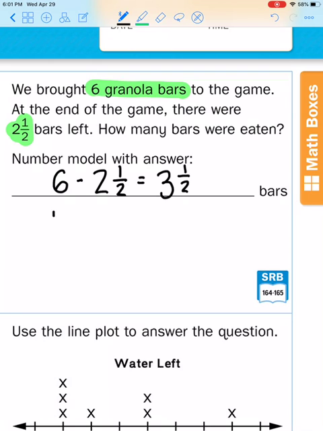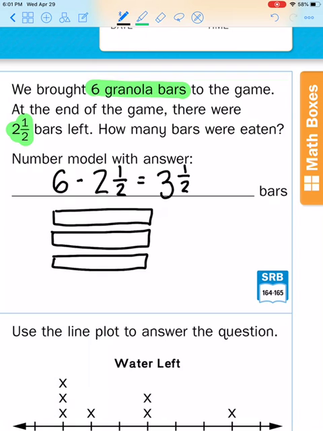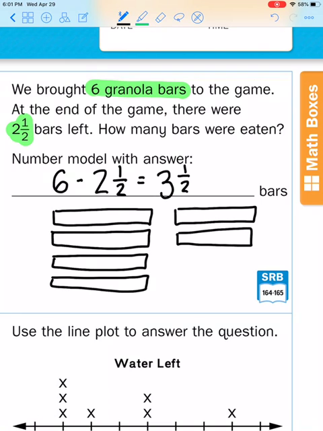And if you wanted to, you can do 6 granola bars all split in half because my denominator is 2. And they only have 2.5 bars left. So that means 1, 2, 3, and 1/2 were eaten.